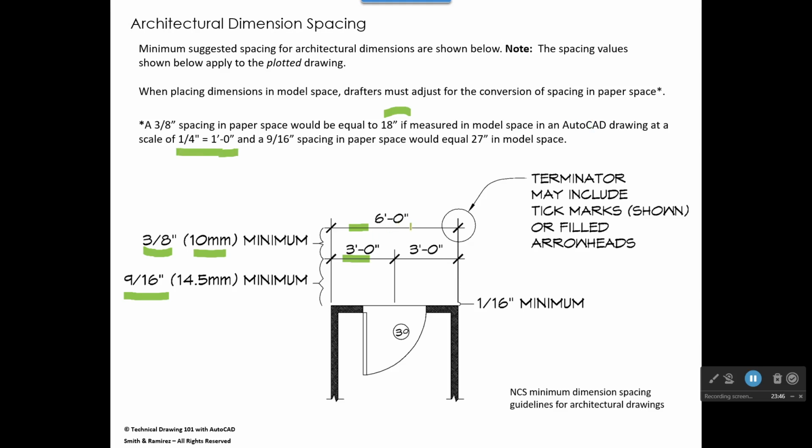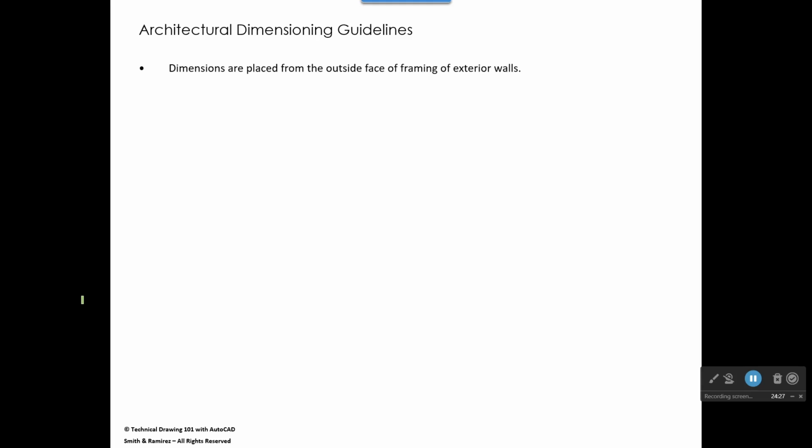Okay, so that would mean the distance from this dimension to this dimension in model space, we would actually want to be 18 inches. And then when we print this at a scale of 1/4 inch equals 1 foot, that will turn out to be 3/8. In the same way, we would want to space the first dimension 27 inches away from our building. And when we scale that down to 1/4 inch equals 1 foot, that would translate to 9/16 space on our scaled down drawing. All right, so those are things that you'll have to take into consideration.